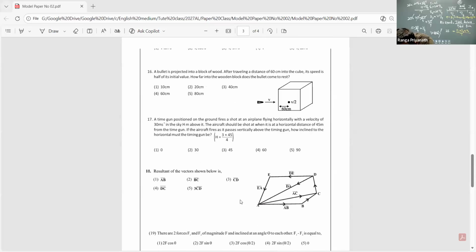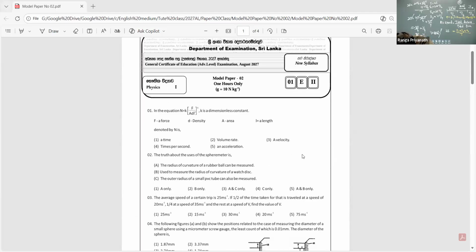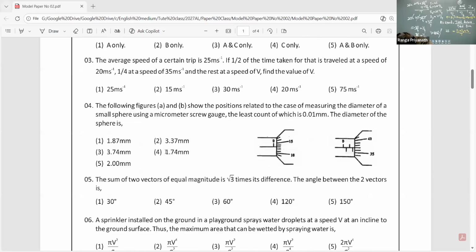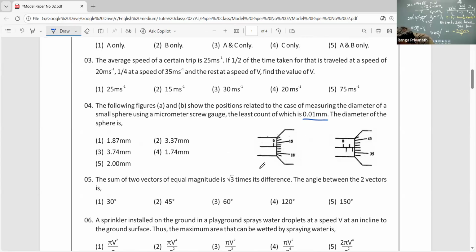Right. I will move to question number 4 now. Check your answers. The following figures A and B show the position related to the case of measuring the diameter of a small sphere using the micrometer screw gauge, with a least count of 0.01. When the anvil and the spindle fully contact, there's an error. What is that error? It is the positive zero error.